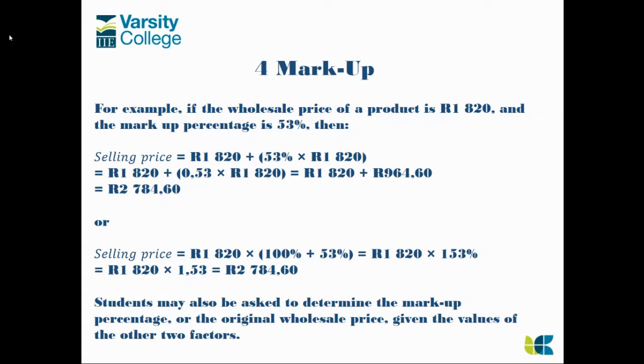Here they say students may also be asked to determine the markup percentage, or the original wholesale given the values of the other 2 factors. Remember, we'll give you just enough to make sure that you can calculate whatever we ask. So you must know this inside out, because we might ask you to calculate the selling price after having calculated the markup, or the original cost, or the markup percentage that was used to arrive at this selling price with an original cost price of so much. Does that make sense?